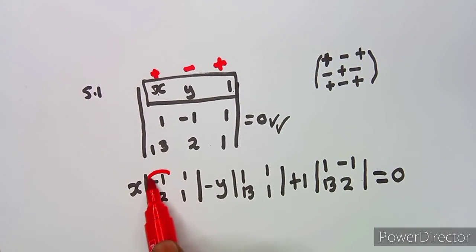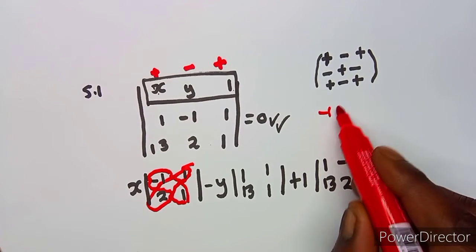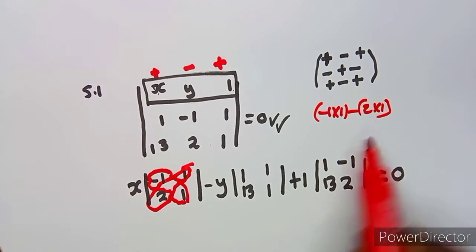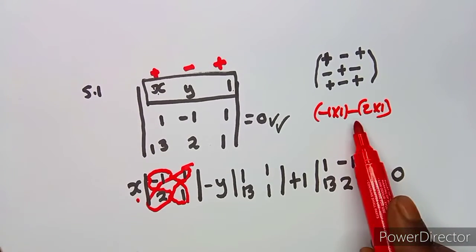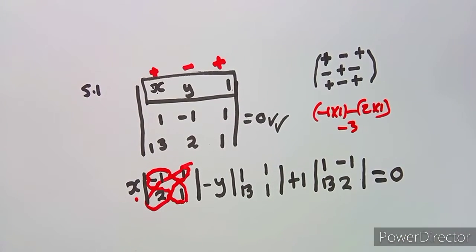Remember, the determinant is the product of the major diagonal minus the product of the minor diagonal. So it's going to be negative 1 times 1 minus 2 times 1. Then you multiply by x. So this is going to give us negative 3, so we obtain negative 3 times x, which is negative 3x.